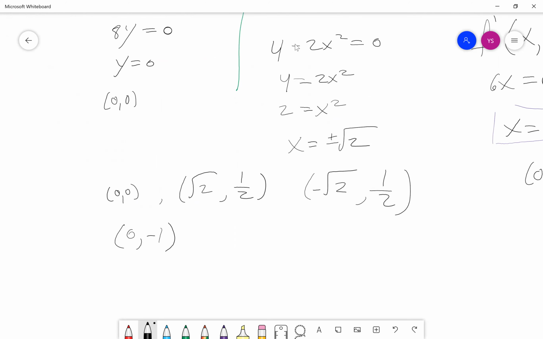What is that critical point? Nothing yet. You're going to have to plug all of these critical points into your original function. And then you get a list of numbers. The lowest ones are the absolute minimums, and the highest ones are the absolute maximums.